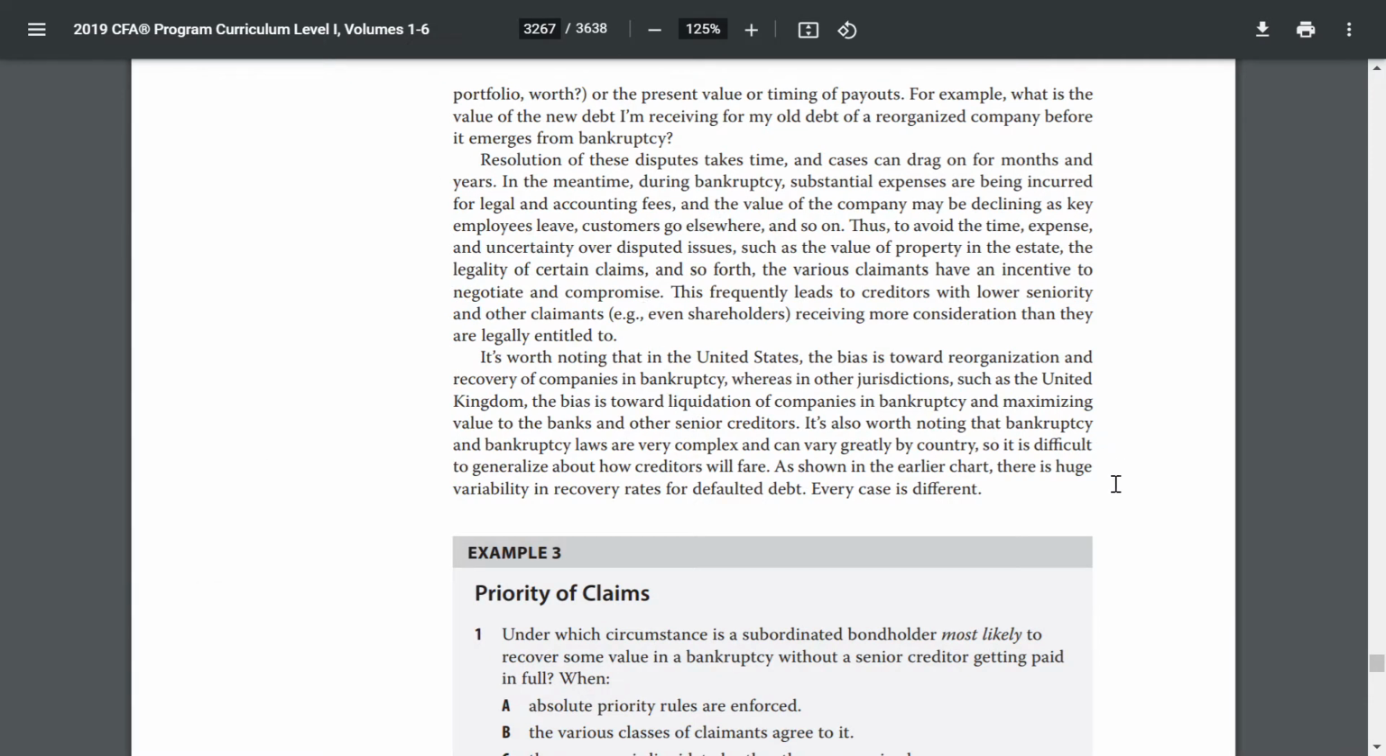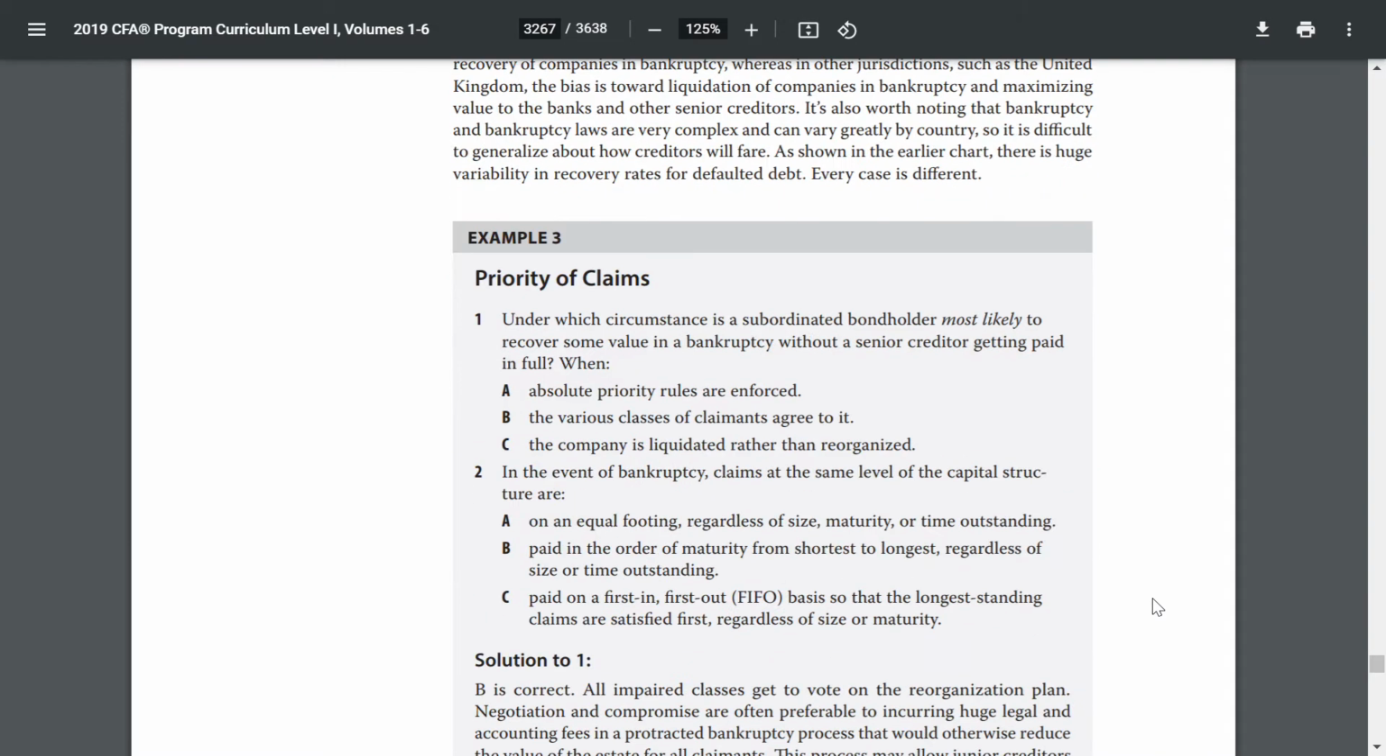It's worth noting that in the US, the bias is towards reorganization and recovery of companies in bankruptcy, whereas in other jurisdictions, such as the UK, the bias is towards liquidation of companies in bankruptcy to maximize the value to the banks and other senior creditors. It is also worth noting that bankruptcy laws are very complex and can vary greatly by country. So it is difficult to generalize about how creditors will fare, as shown in earlier charts. There is huge variability in recovery rates for defaulted debt. Every case is different.